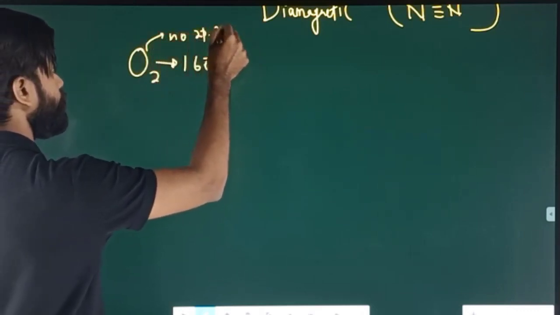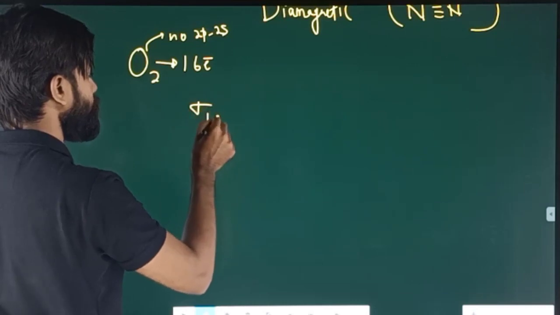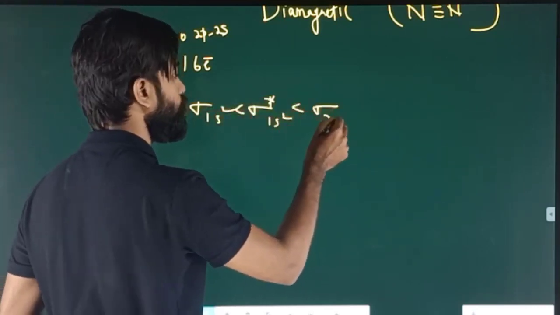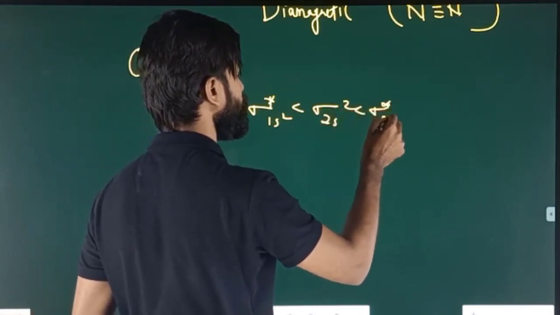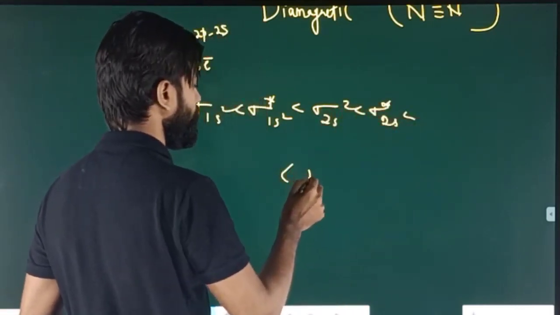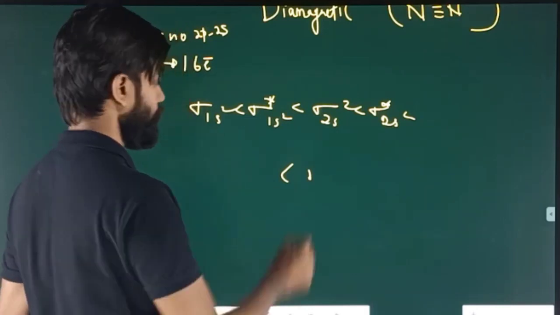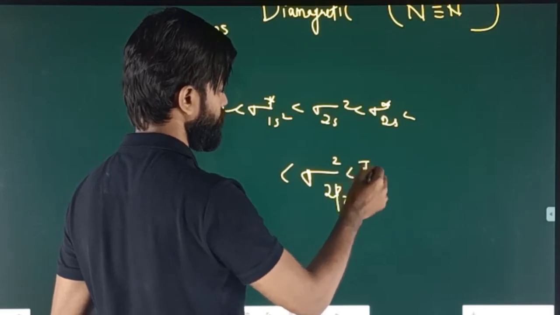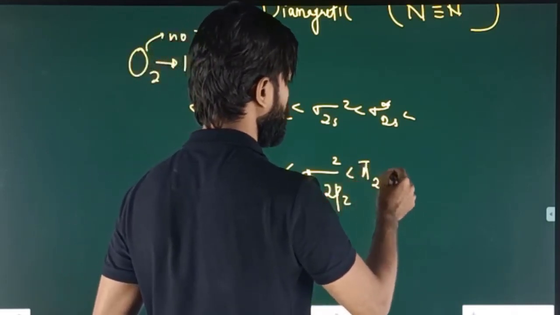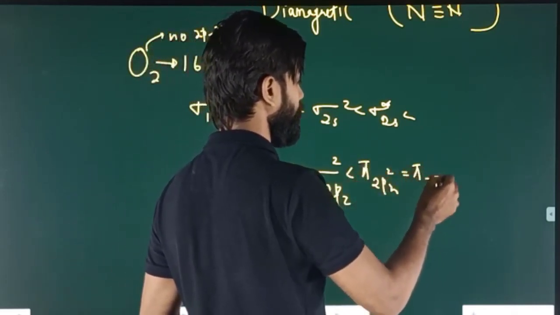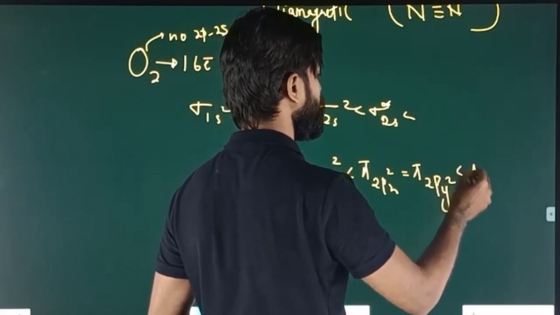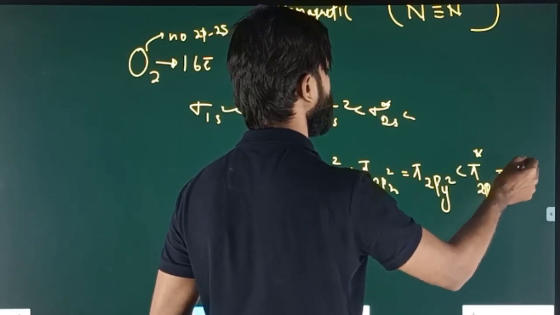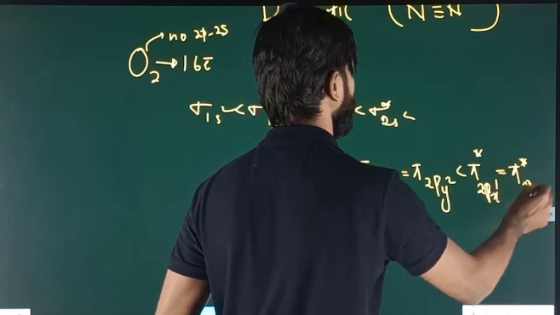So as usual the order: sigma 1s2 less than sigma star 1s2 less than sigma 2s2 less than sigma star 2s2. If there is no 2s2p mixing, pi 2pz2 less than sigma 2pz2 less than pi 2px2 equal to pi 2py2. And there are actually 2 more electrons which go to the pi star orbitals of oxygen: pi star 2px1 equal to pi star 2py1.